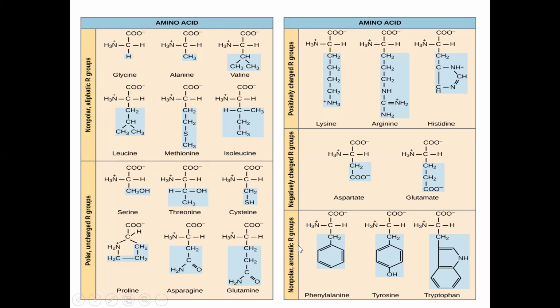And for the non-polar aromatic R group, we have phenylalanine, tyrosine, and tryptophan as the non-polar aromatic amino acids. We also have negatively charged R groups as in the case of aspartate and glutamate, and positively charged R groups as in the case of lysine, arginine, and histidine.